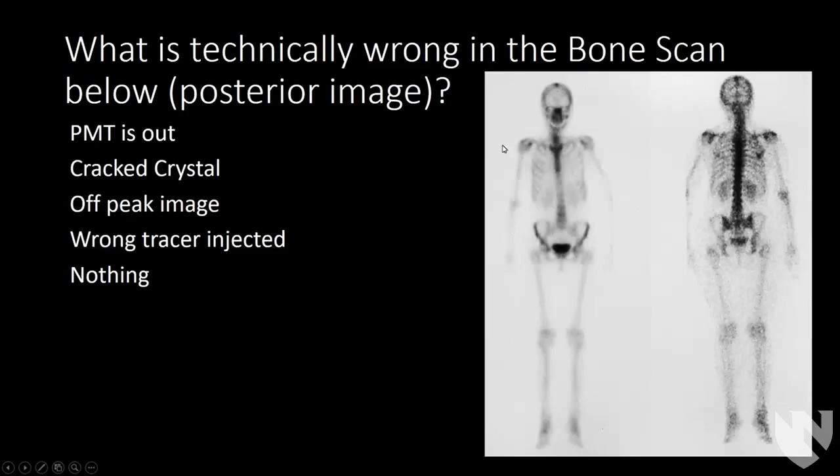Okay, so the issue here is that it's off-peak. This is a normal bone scan, and this is if you choose your image in that scatter range, you're still going to have stuff that looks hotter closer to where the bones are, but you're not actually getting the initial photon that's released from the bones. You're getting a scattered photon, so things just look a lot grainier and noisier.